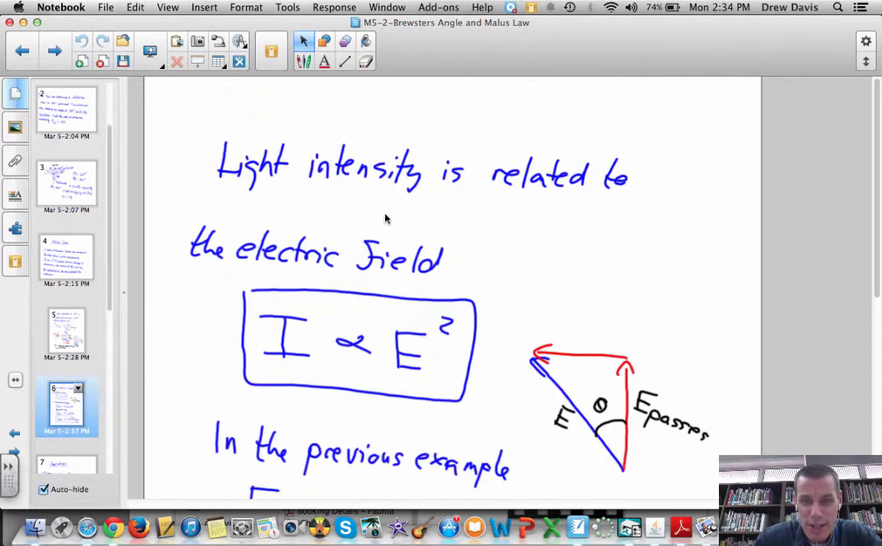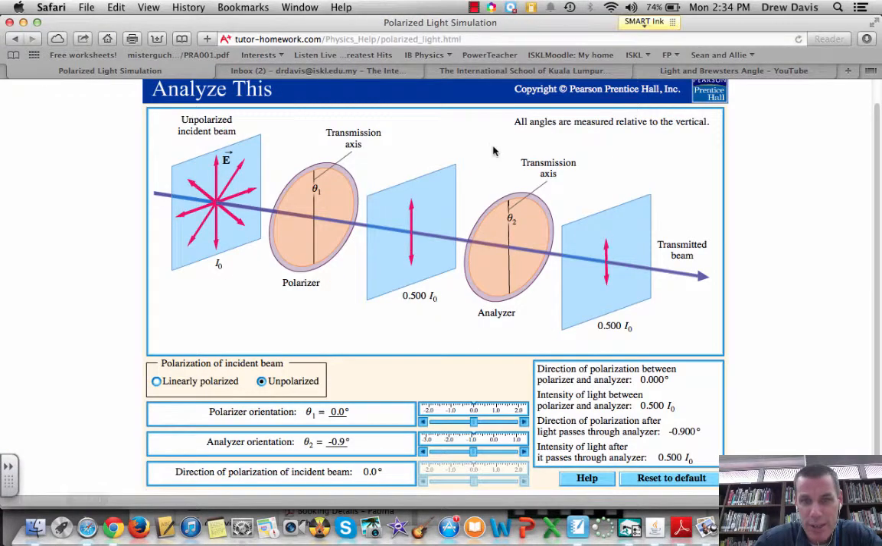So here's how this works. Electric fields, as we said, are vectors. They have a component, they have a direction, they also have a magnitude. And as it turns out, the brightness of the light, or intensity, is proportional to the electric field squared. So if I'm considering our diagram here, here's my transmitted light, 0.5I, and then as I change it, you can see this component.